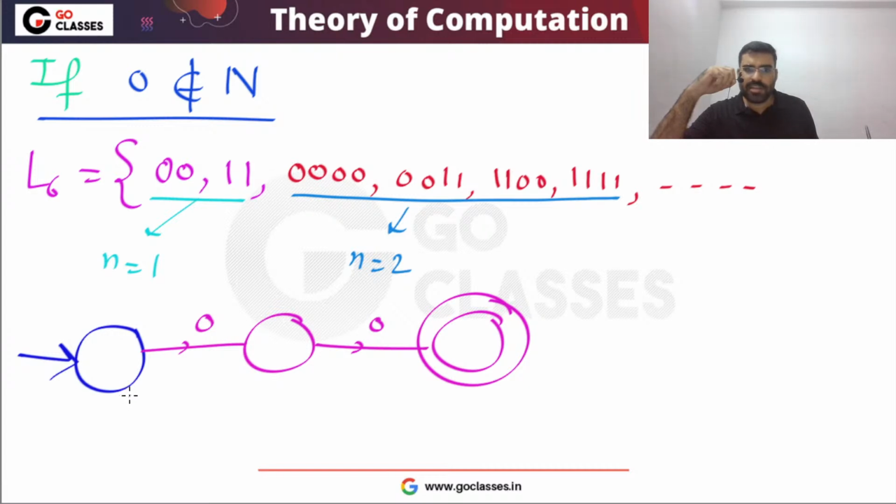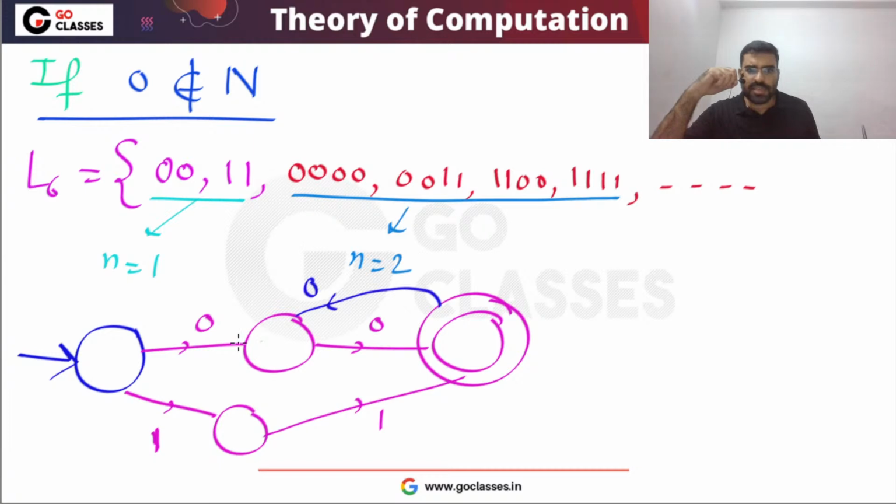Similarly after 1, if another 1 comes, you will go to final state. And you can notice that in this state, I have seen 0, I am waiting for 0. In this state I have seen 1, I am waiting for 1. So in this state, if 1 comes, I will go here.